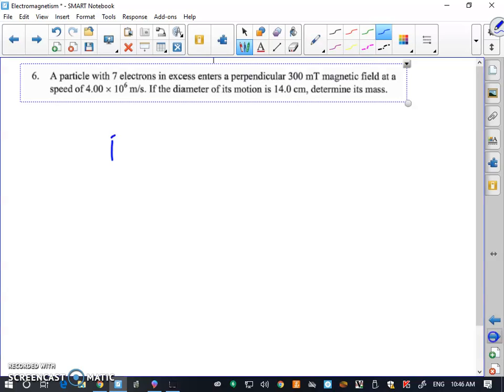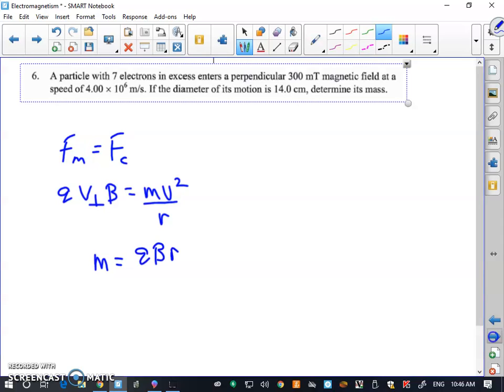Okay, so a lot of these questions involve, when you equate Fc and Fm, making sure that you're solving for different variables. And so this is q v perpendicular times B. This is mv squared over r. I want to solve this for m. M is going to be, well, qBr over v.